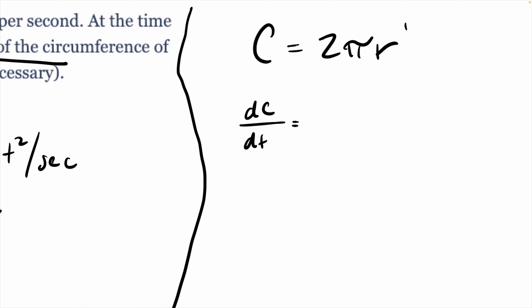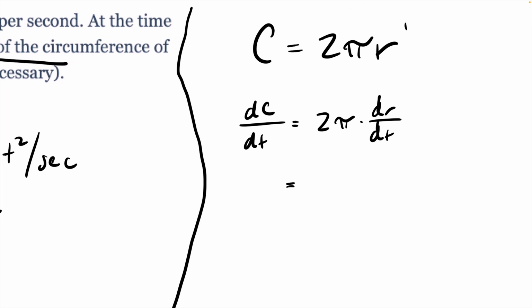So I move this guy, multiply. You get 2. r to what power now? Oh, 0. So there is no r left, right? And then dr over dt. And then plug in, right?